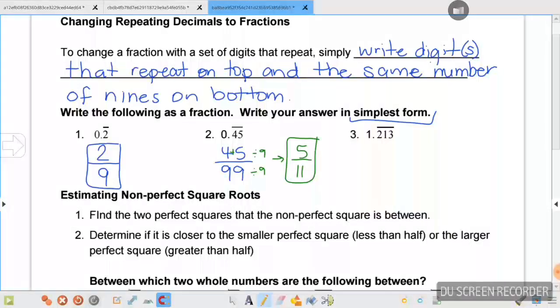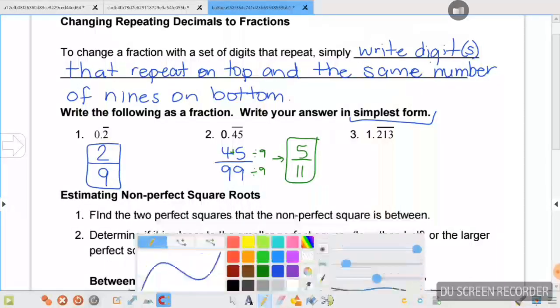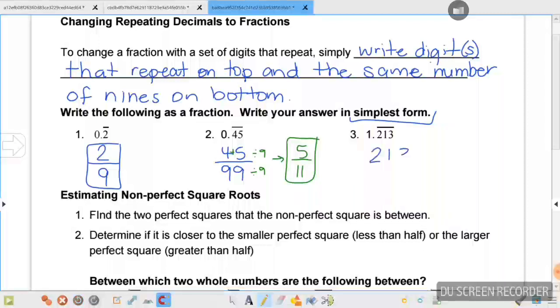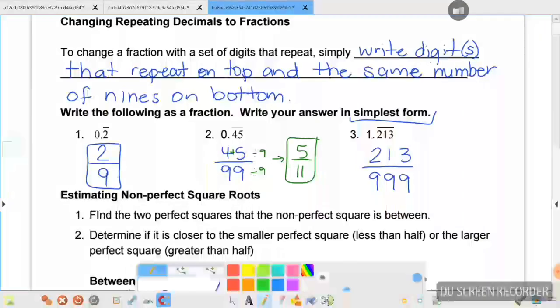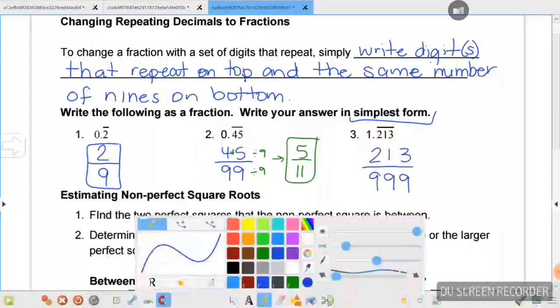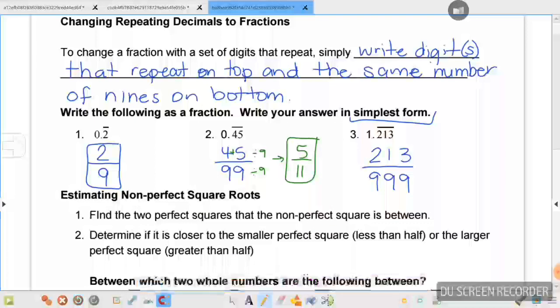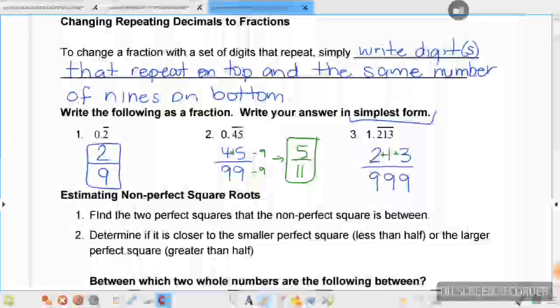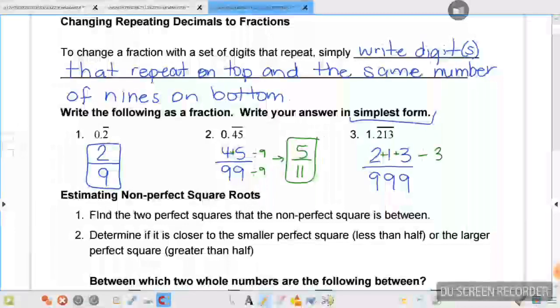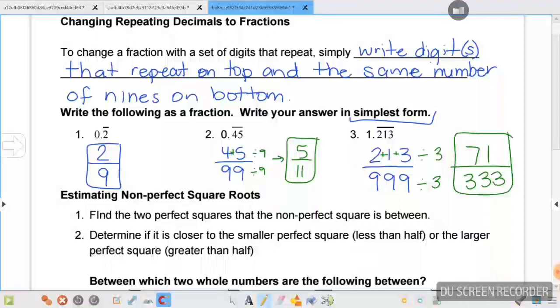Number 3. We're going to write the 3 digits, 2, 1, 3 on top, the same number of nines in the denominator. I'm going to check to see if either 3 or 9 can go into the number. 2 plus 1 plus 3 is 6. 3 goes into 6, so 3 can also go into 213, and 3 goes into 999. 3 goes into 21 7 times, 3 1 time. And 3 goes into 999, 333 times. And that's our reduced answer.